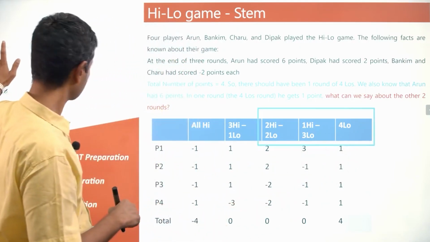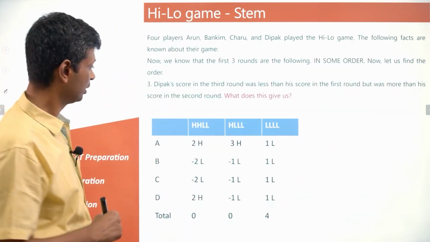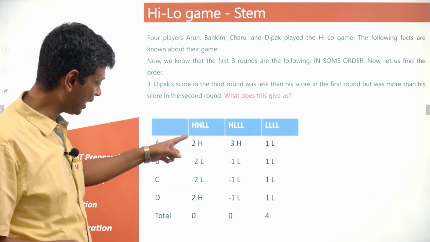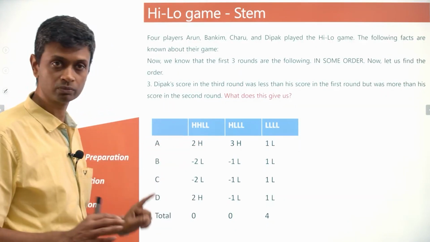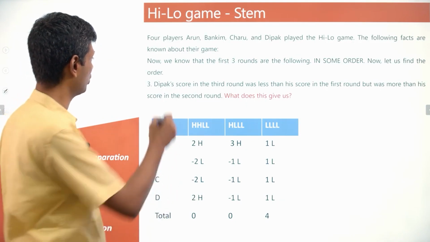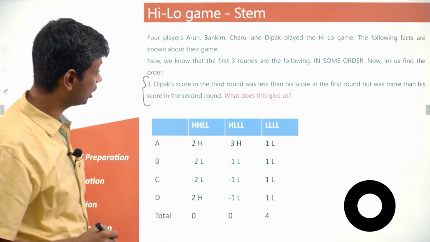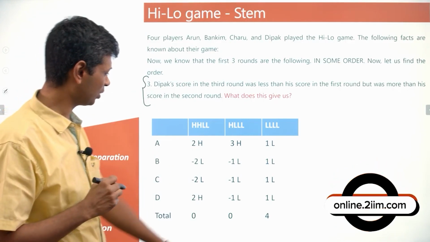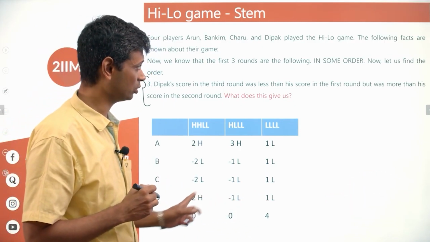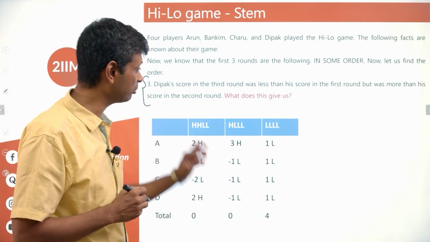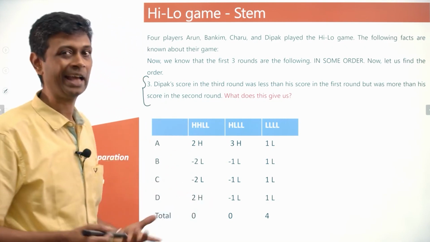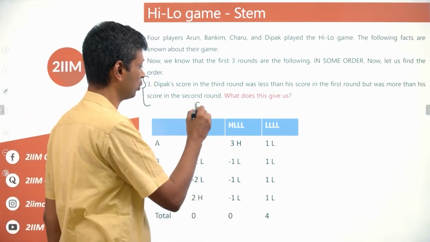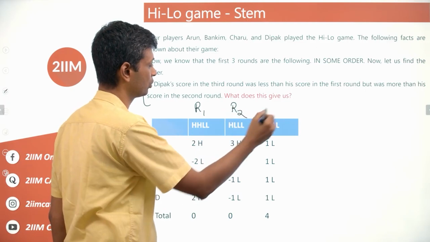And so let's look at this. So these are the 3 rounds that have happened. So we know this much, right? And we also know that the HHLL has been A and D have been high, B and C have been low. Now let's look at this point. It's a wonderful point which says Deepak's score in the 3rd round was less than his score in the 1st round, but was more than his score in the 2nd round. 2nd round should have been minimum. 1st round should have been maximum. As it turns out, this order is fine. Or we can clearly say this was round 1, this was round 2, this was round 3.